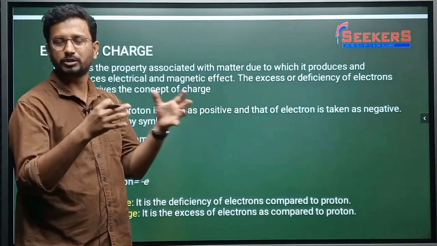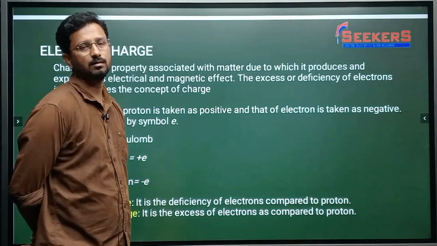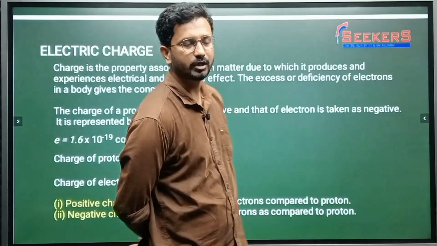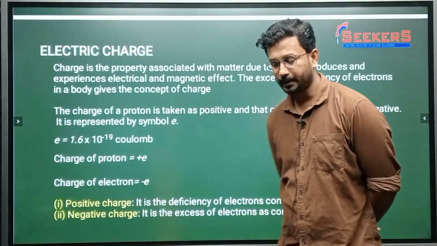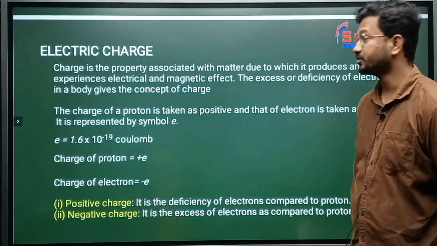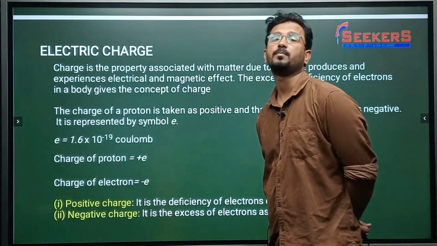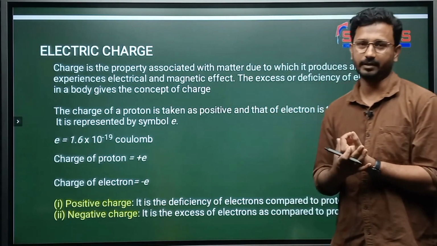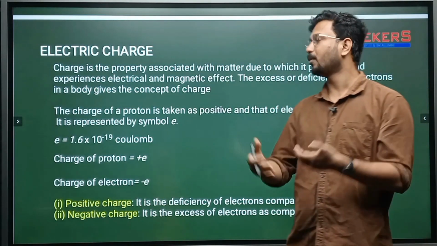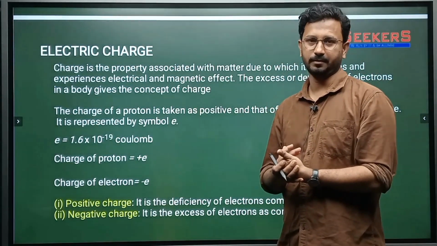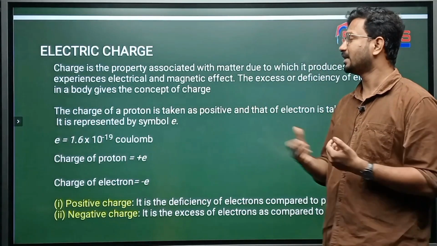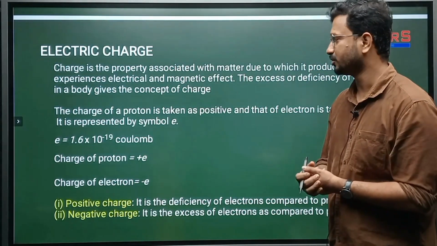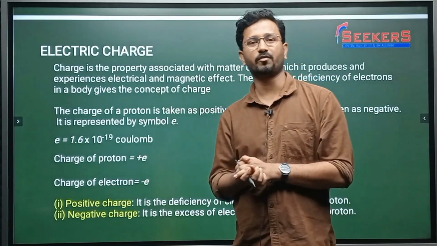For example, if you keep two charges together, there will be either repulsion or attraction. If you keep two electrons, there will be a repulsive force between them. Two protons, there will be a repulsive force between them, and one proton and one electron, there will be an attractive force between them. The force depends upon the amount of charge present. So from where does the charge come? What is the source of charge? The source of charge is basically the electrons and protons.